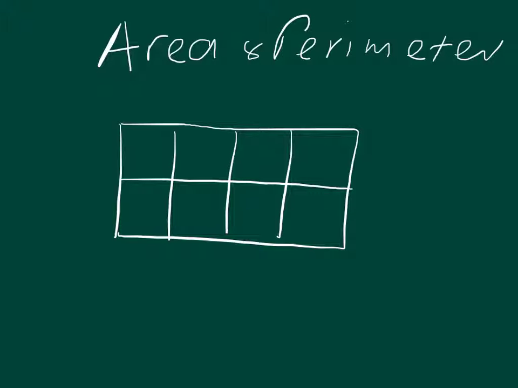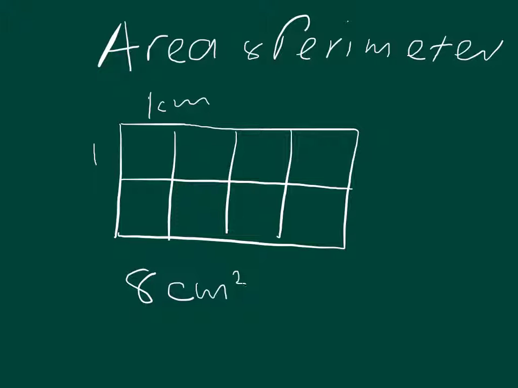So if we look at our diagram, we've got a rectangle split into 8 separate squares, and each one of those squares is 1 centimetre long. So just by counting we can work out the area. We can count 1, 2, 3, 4, 5, 6, 7, 8. So the area of the rectangle is 8 centimetres squared.